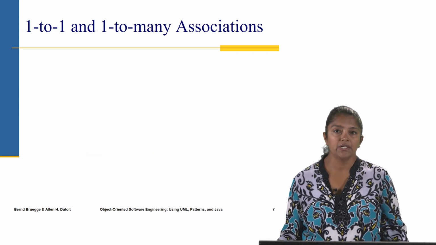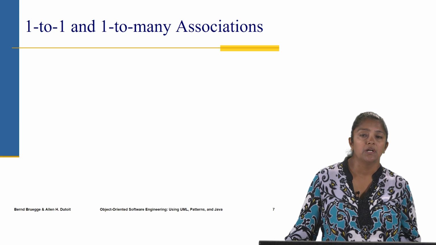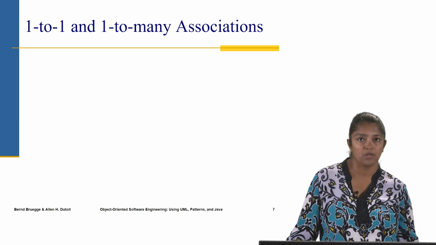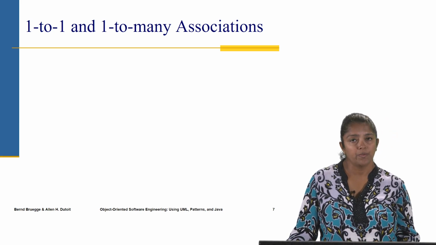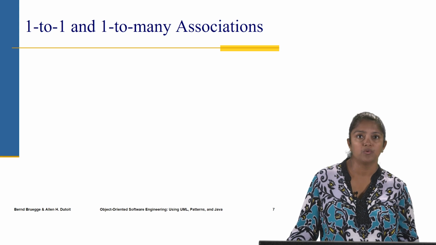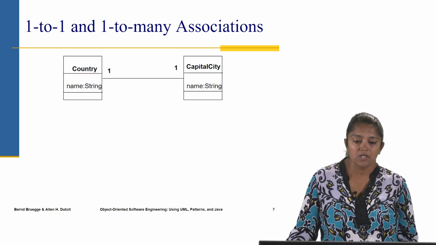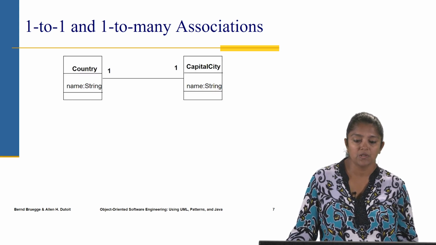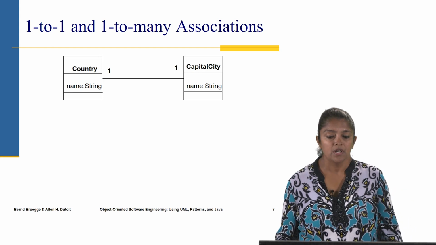So there are different kinds of associations possible: a one-to-one association, a one-to-many association. What we saw in that previous example was a many-to-many association. So let's look at some examples. Let's look at a one-to-one association first.